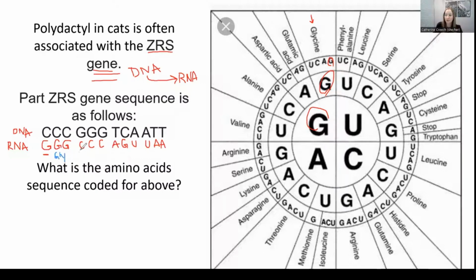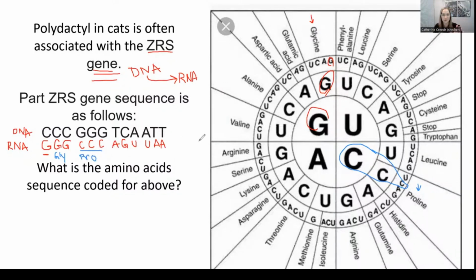I'm going to do the same thing with this codon, these 3 letters. Start at the inner circle, C. Then I'm going to go to the next ring, C. Then I'm going to go to the last one, C. So my second codon is coding for proline. So pro.